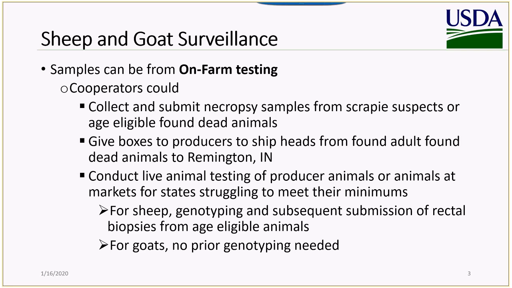Most collection supplies can be obtained through the NVSL and shouldn't be included in your cooperative agreement costs. Acceptable expenses would include personnel costs and supplies such as needles or disposable gloves, lidocaine gel, anything that's not provided by NVSL that you need to collect samples.